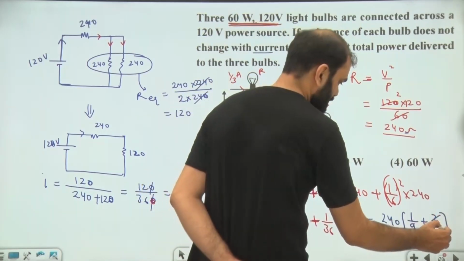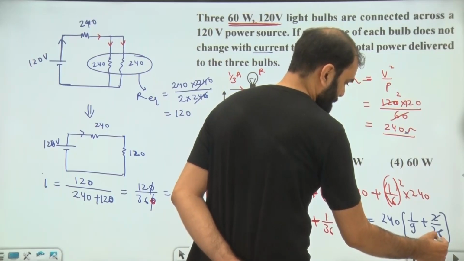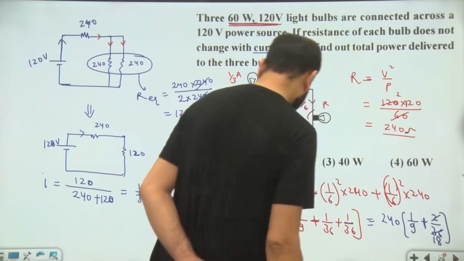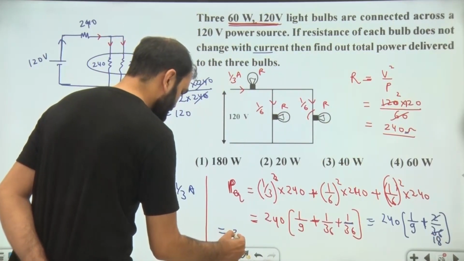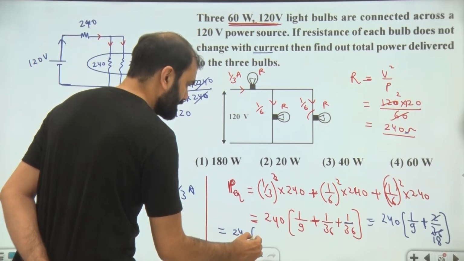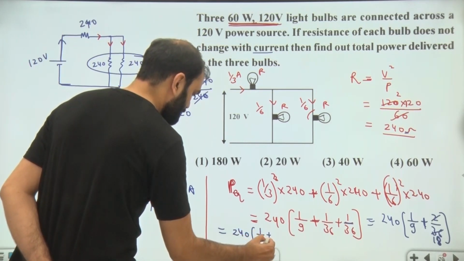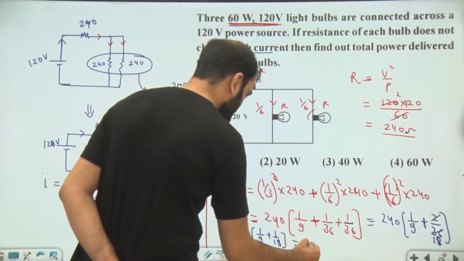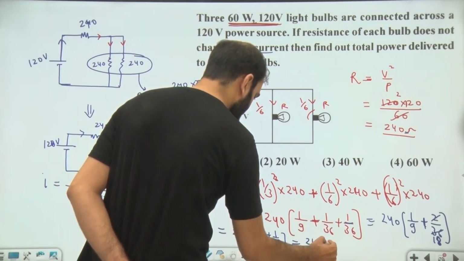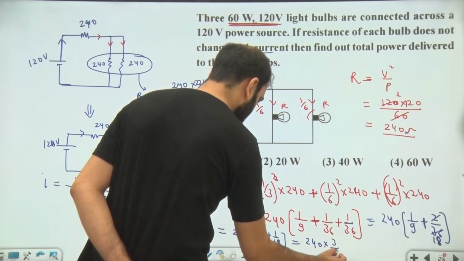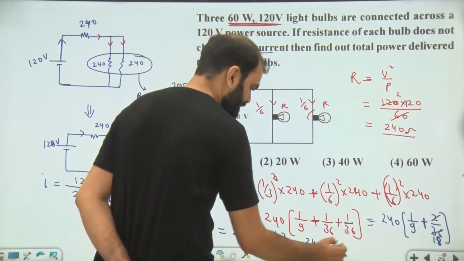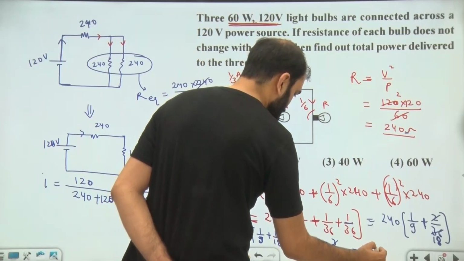That is equal to 1 upon 18. So solving further, you get 240 into 1 upon 9 plus 1 upon 18. Taking the LCM 18, you get 240 into 3 divided by 18. Cancel it out: 6 times it cancels, and 240 cancels by 40 times, so 40 watt.